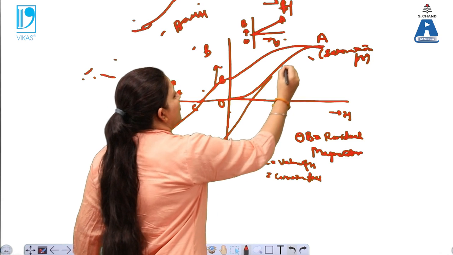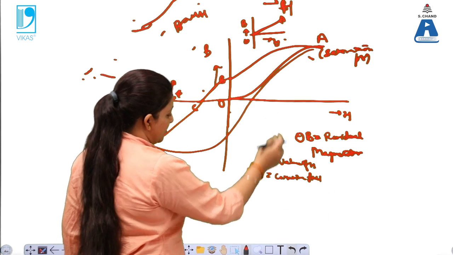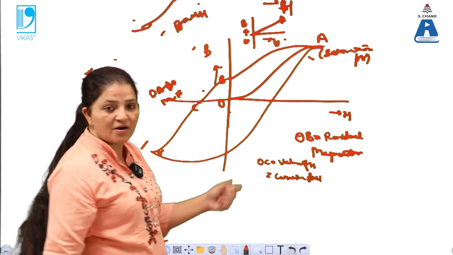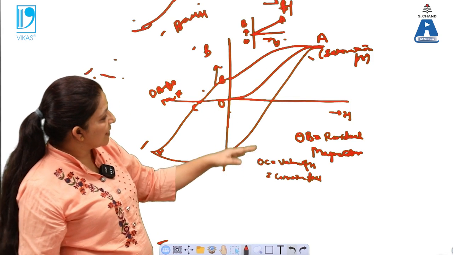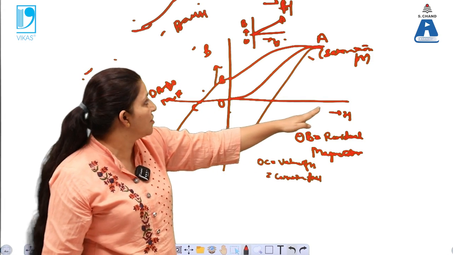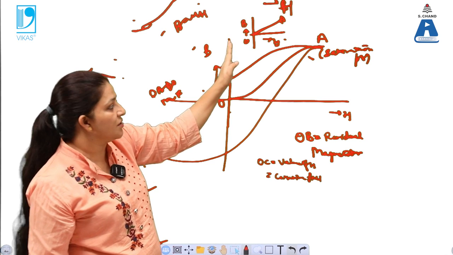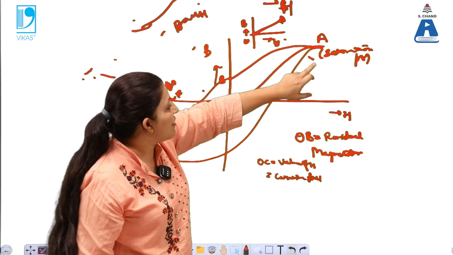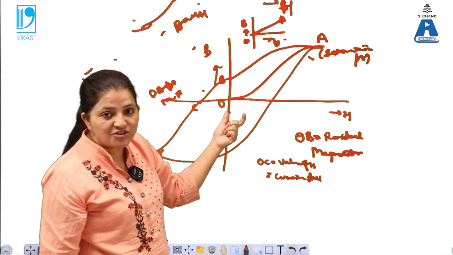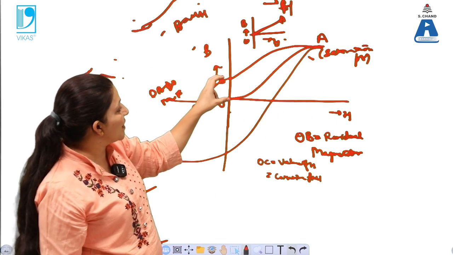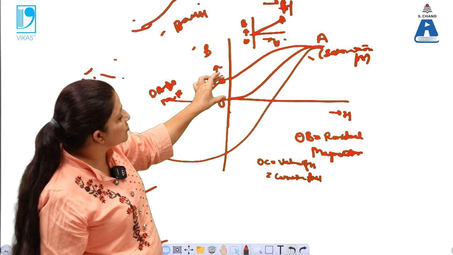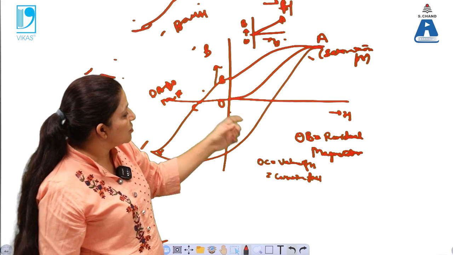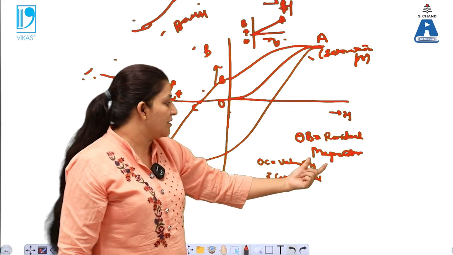So the same path is followed over here. So this type of curve is followed. In this case, as H goes on increasing, B goes on increasing, then again there comes a saturation point. After that, when you decrease the H, the B does not become 0. So there comes a residual magnetism in the material. So OB is called residual magnetism.